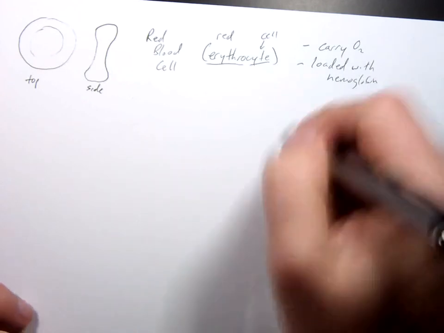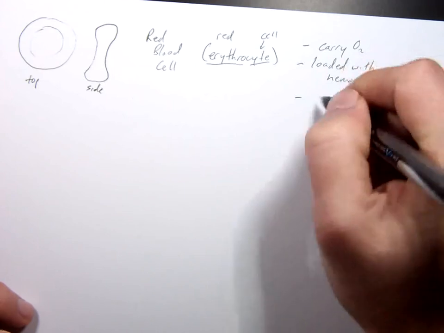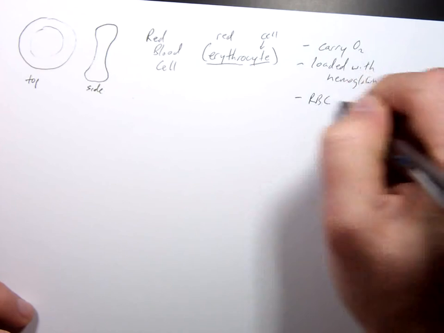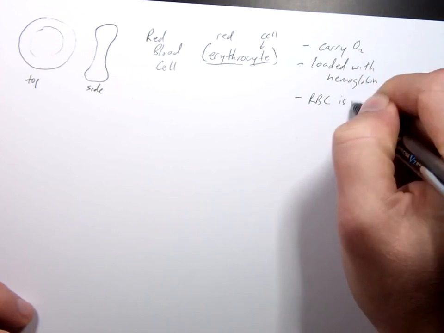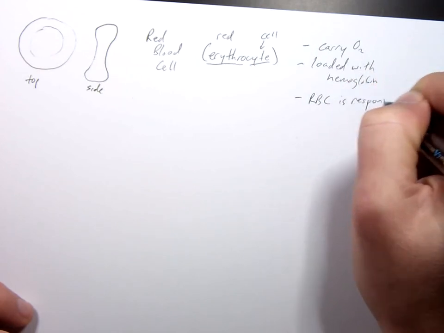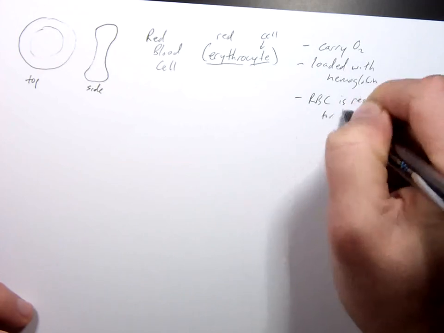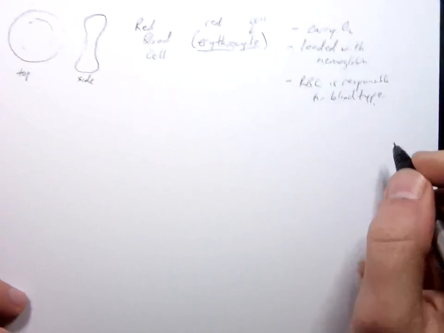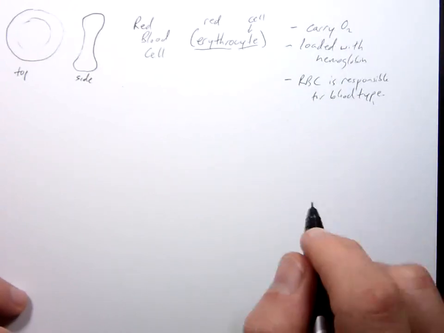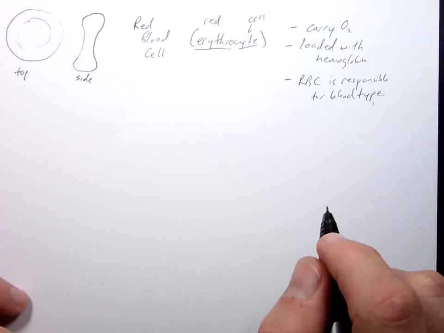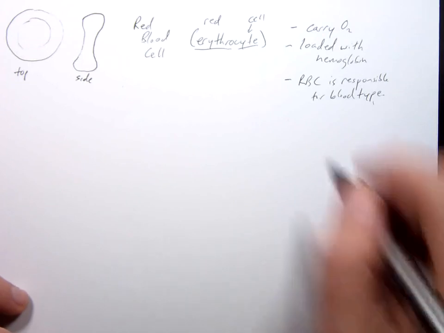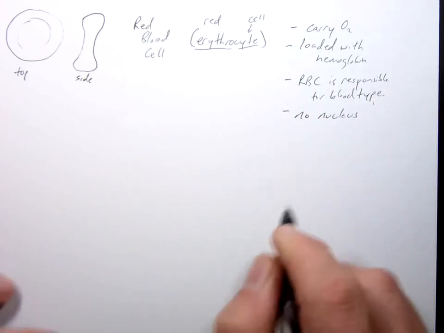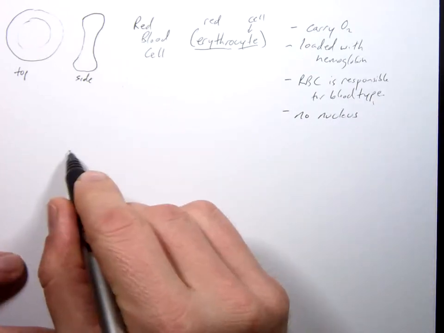And the red blood cells are also responsible for blood type, for reasons that we'll talk about in the lecture tomorrow. In addition, let's take a look here. There is no nucleus. These cells don't have a nucleus. White blood cells are the only ones in your bloodstream that have a nucleus.